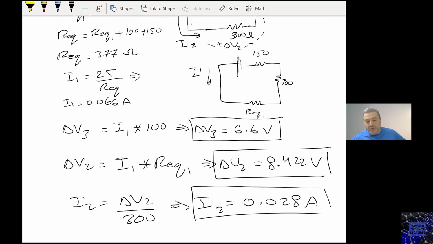Any two parallel resistors will have the same potential difference. They are in parallel. But the point here, you have to be very careful when you calculate this potential difference. You have to include the equivalent resistance. The equivalent resistance, like what we did here.